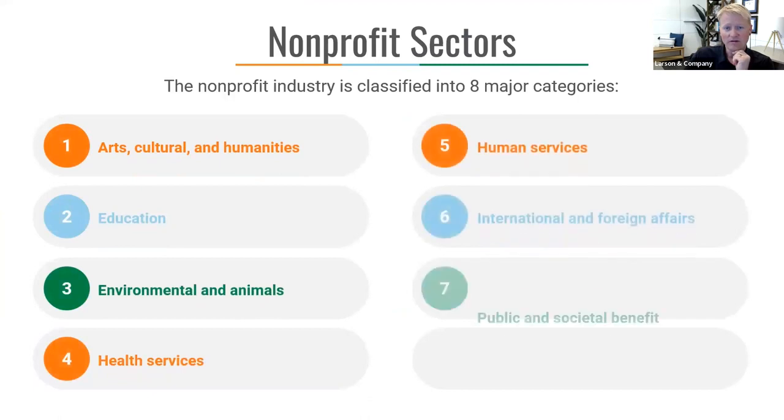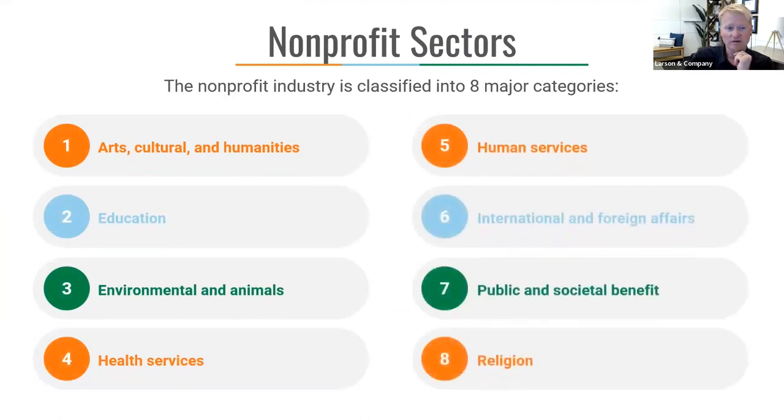Okay, and the nonprofit sector is typically classified into 8 major categories. There's the arts, cultural, and humanities. There's education, environmental and animals, health services, human services, international and foreign affairs, public and societal benefit, and religion. So most nonprofits will fall into one of these 8 major categories.